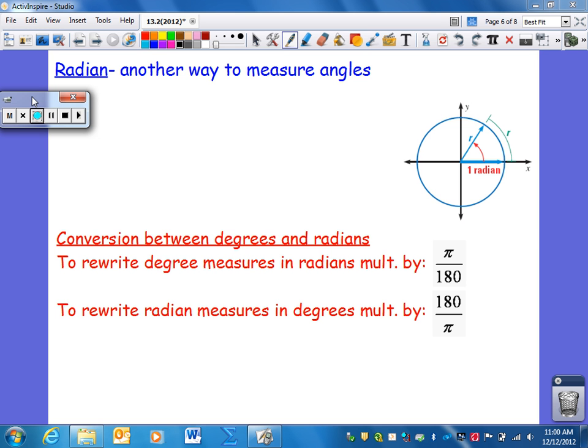All right, everybody got the definition down? Radians. It's another way to measure angles. Two things you need to know is how to convert between radians and degrees. And really, you only have to know one thing, and it's just pi over 180, because you just flip it the other time.